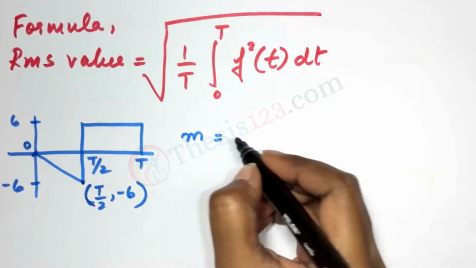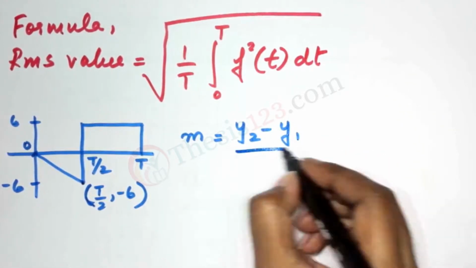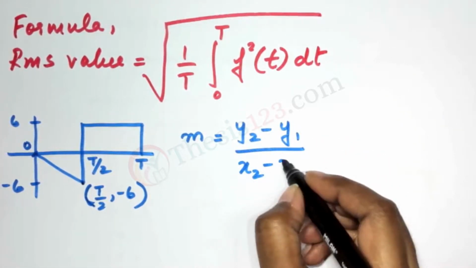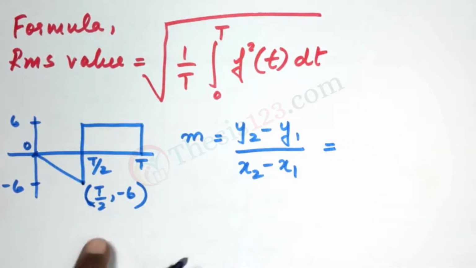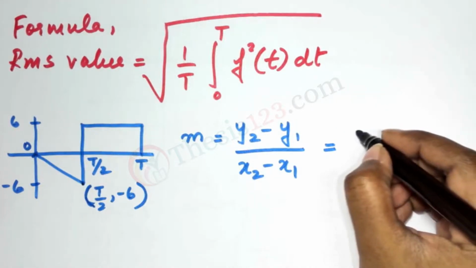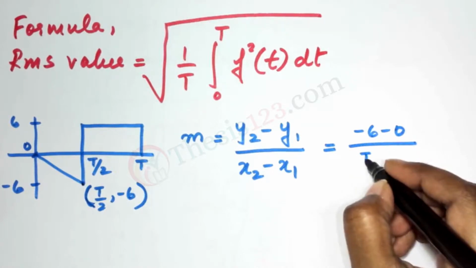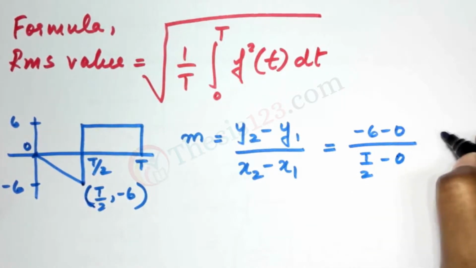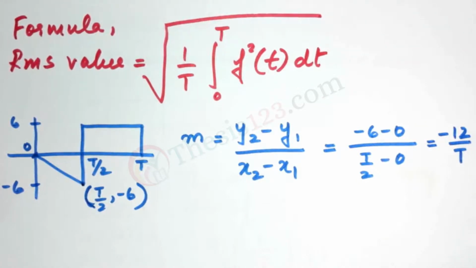Do you remember the formula of the slope? m is equal to y2 minus y1 divided by x2 minus x1. Now let's substitute the values over here. Consider this to be the point x2, y2, and this is x1, y1. So here we would have minus 6 minus 0 divided by T by 2 minus 0. And that gives us a value of minus 12 by T. So here the slope m is minus 12 by T.